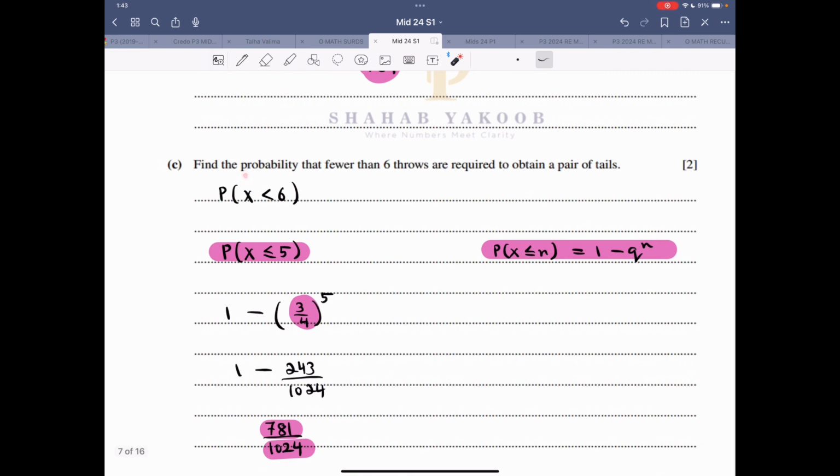Find the probability that fewer than 6 throws are required to obtain a pair of tails. Probability x is less than 6, which is probability x is less than or equal to 5. You don't have to use a whole long method. Just use this thing. Very handy.